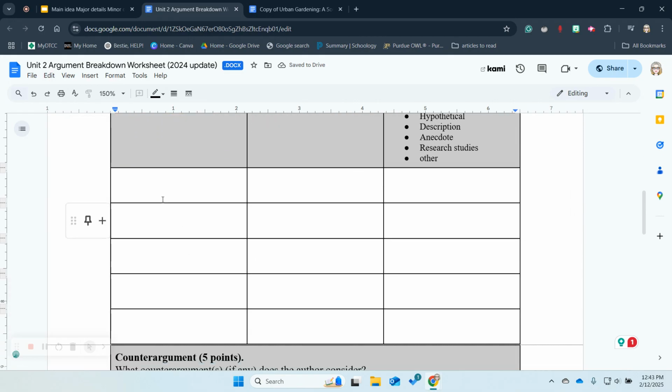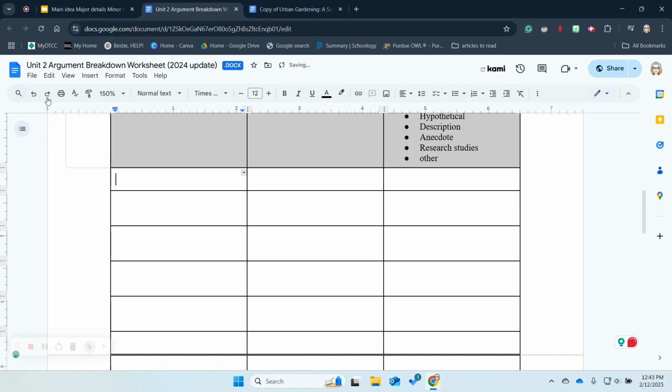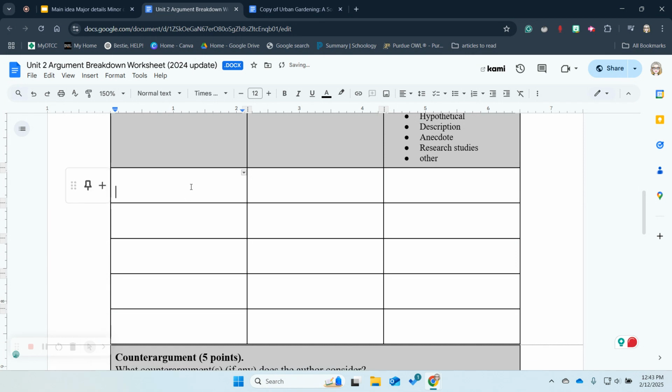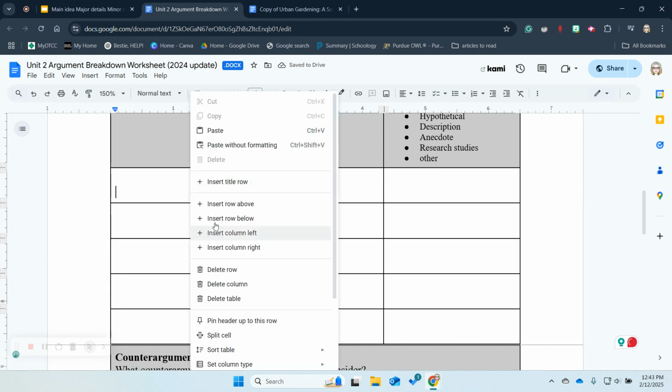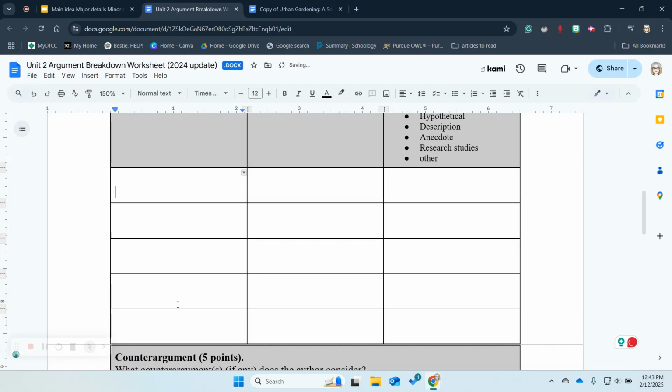As you look down here, you'll see that the table has 5 rows for the supporting points. The number of supporting points, depending on the article, could vary very much. So if you're reading the article and you think there's more than 5 supporting points, you could insert another row as needed. If you think there's fewer than 5 supporting points, you can delete a row as needed. All right. So don't assume that just because there's 5 rows here that there's only 5 supporting points. It really depends on the article.